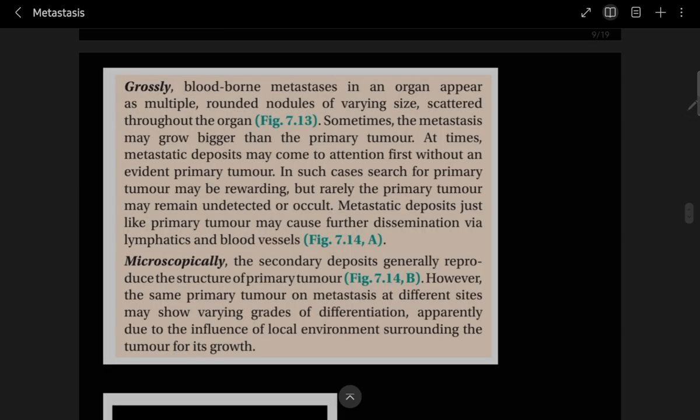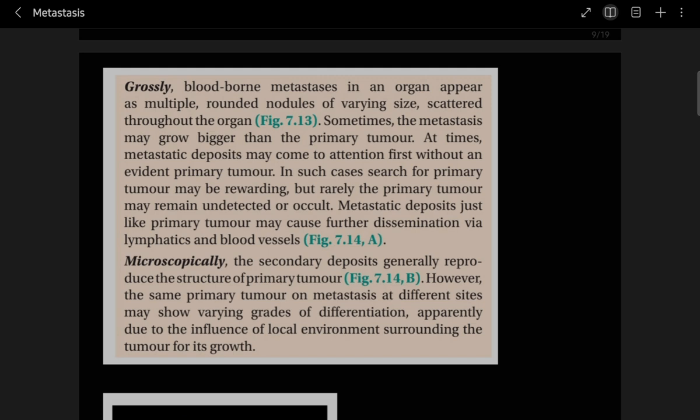Next, I have also added a little gross and microscopic picture in the case of hematogenous spread, like how it will look like. So I will just go through these points. I will summarize this as: blood-borne metastases appear as multiple nodules in an organ and can grow larger than the primary tumor and may be detected first.